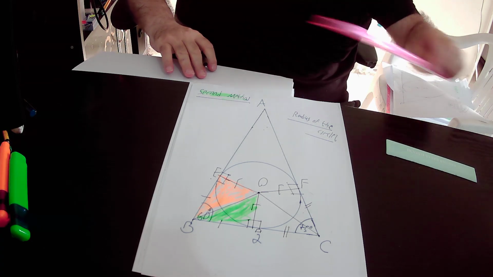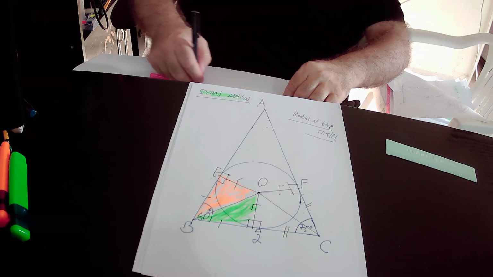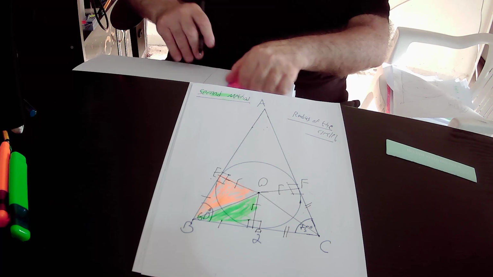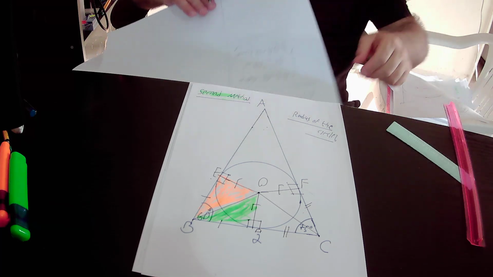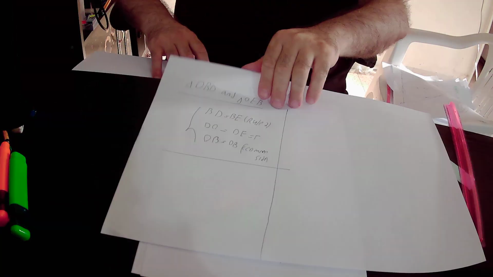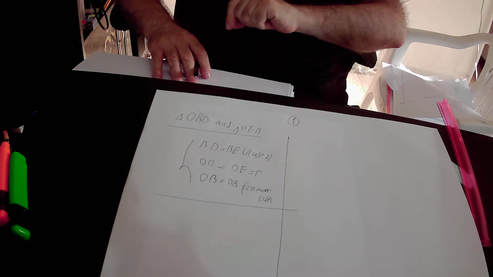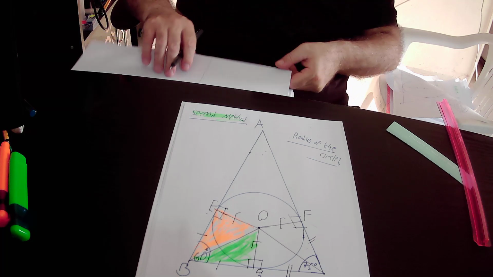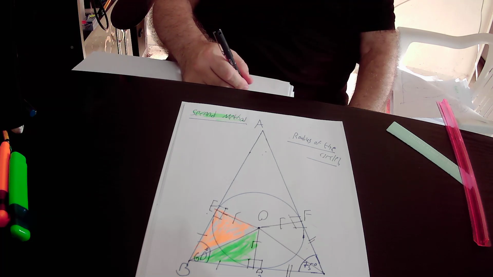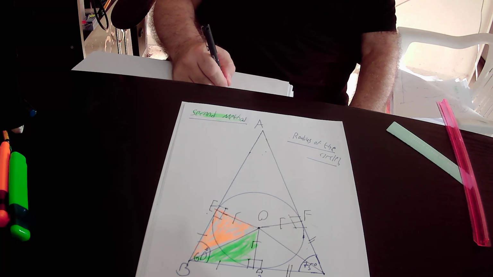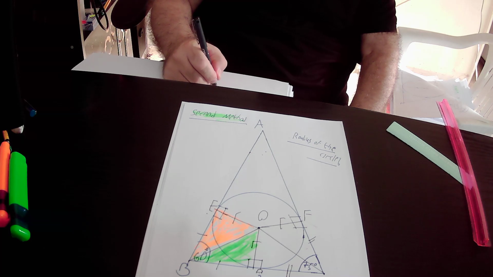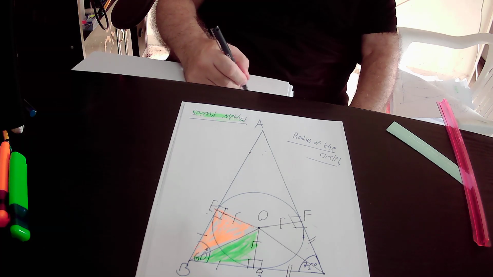So actually, we proved that the two triangles are congruent according to the side rule. Okay, I write it down. The green triangle, triangle OBD, is congruent to the orange triangle, triangle OEB, according to the side rule.